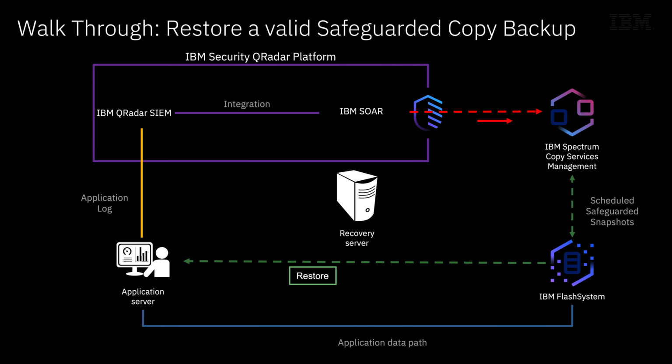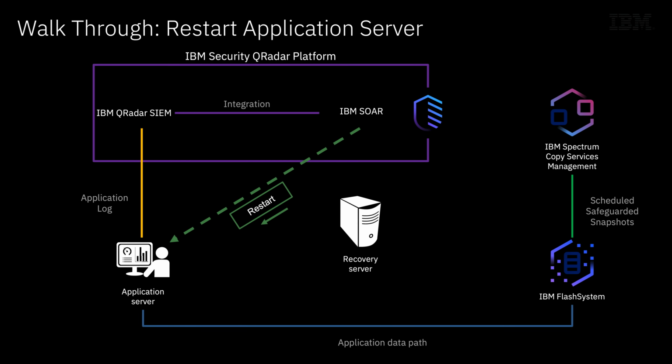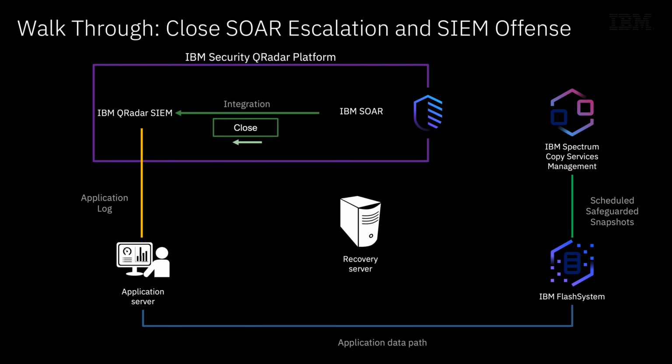It will then, after it finds a valid safeguarded copy, restore that back to the application server and then restart that application server. It will do this all automatically, and we will show this in a step-by-step way so you can see how we can accelerate your cyber resiliency remediation efforts. Last but not least, once this restart is completed, we will then close the events and look for any further actions to take.